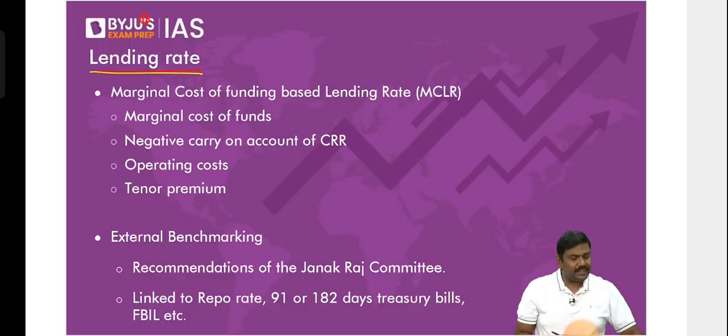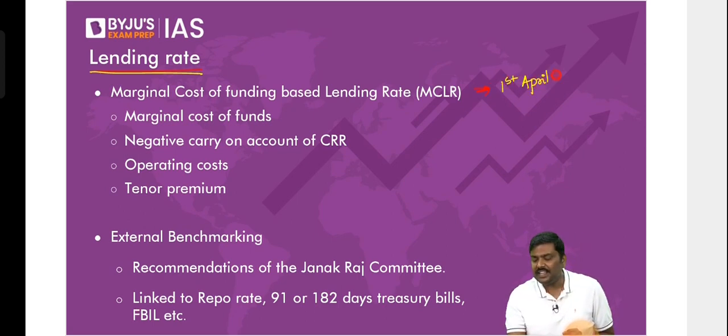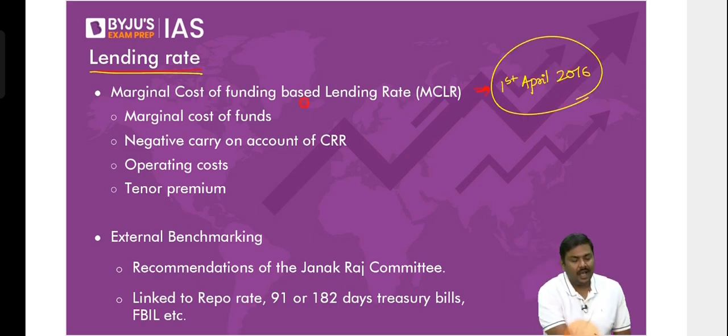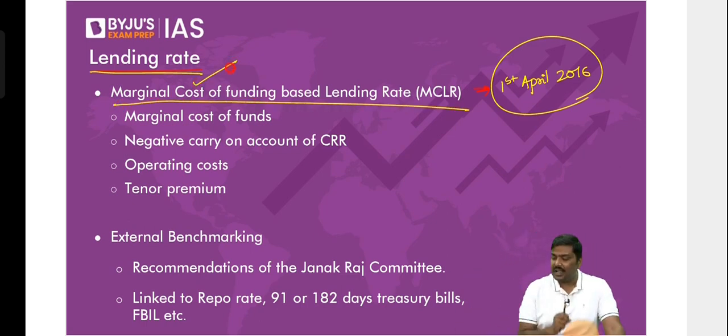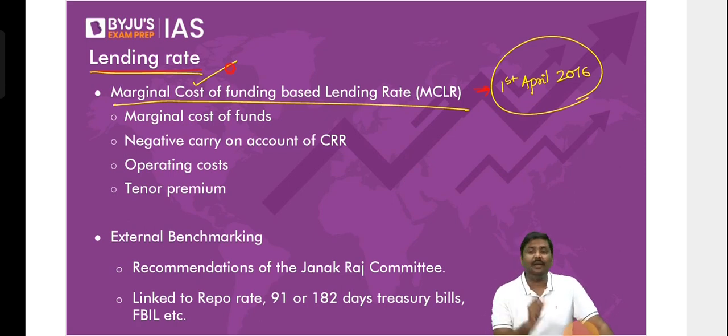Now, what do you mean by internal benchmarking here? Have a look at this. From 1st April 2016, RBI introduced the concept of marginal cost of funding based lending rate, MCLR. Now, what is this idea of MCLR? It is an example of internal benchmarking.